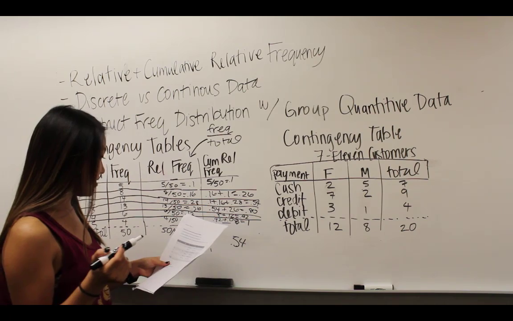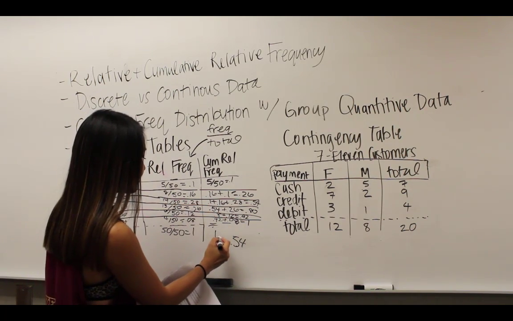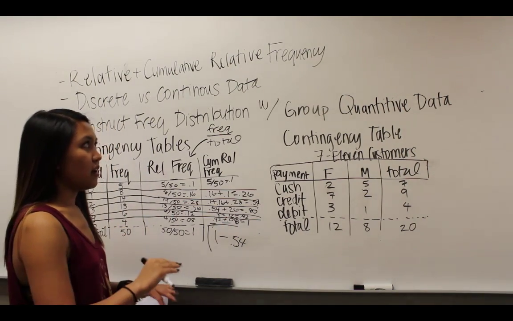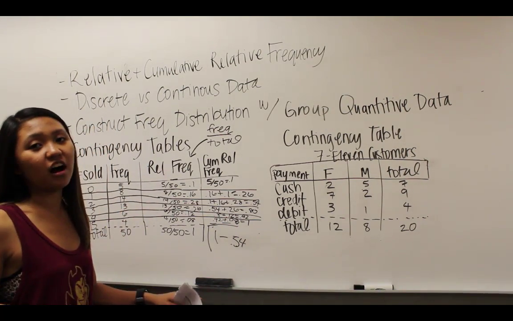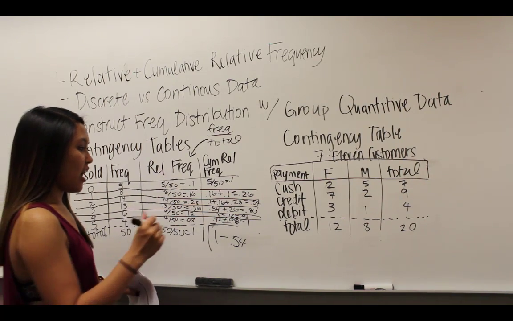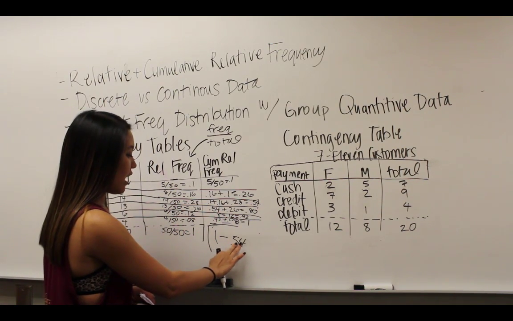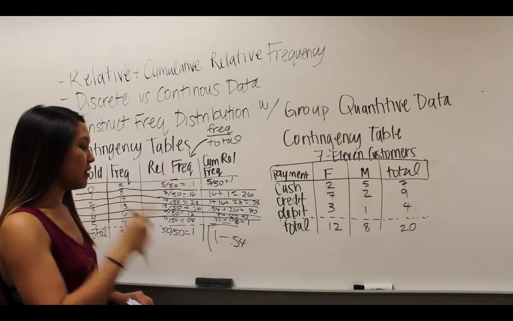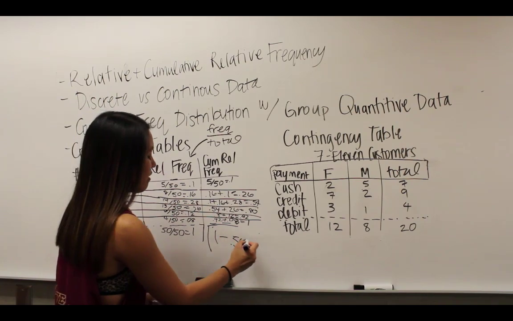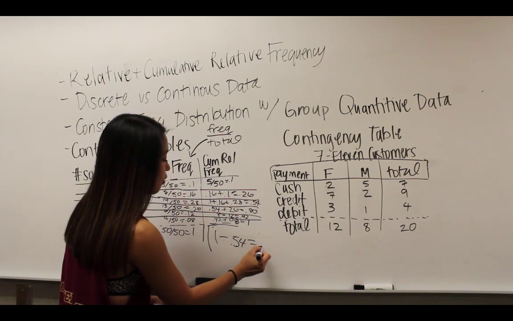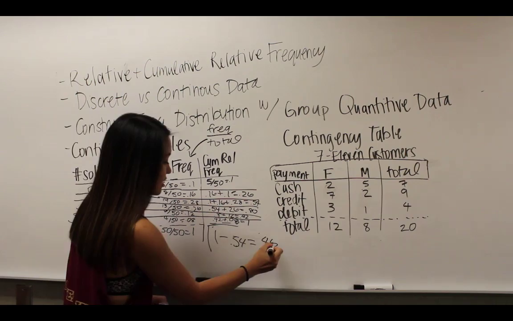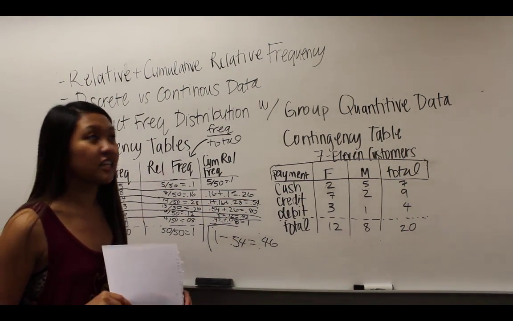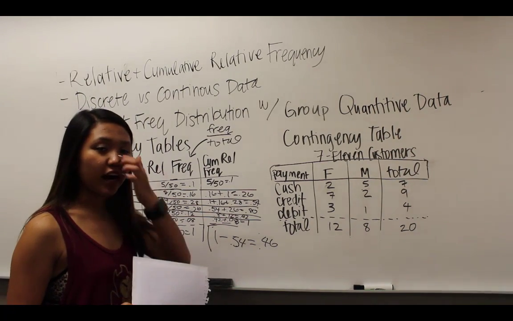So you're going to do 1 minus that, because again, the probability of everything happening overall is 1, and you want to take out where 2 or less iPads were sold, because you want everything above that. So it's 1 minus 0.54, which is 0.46. So that is a brief overview of what relative and cumulative relative frequency are.